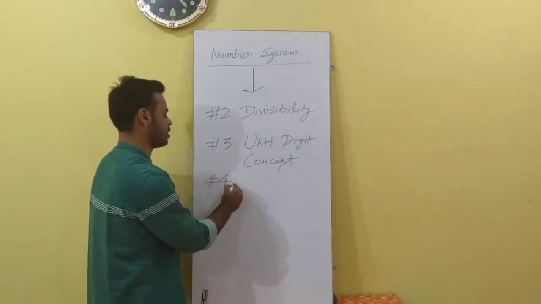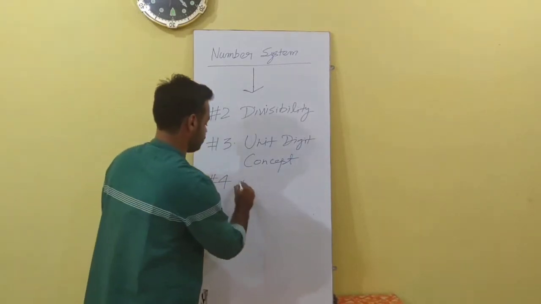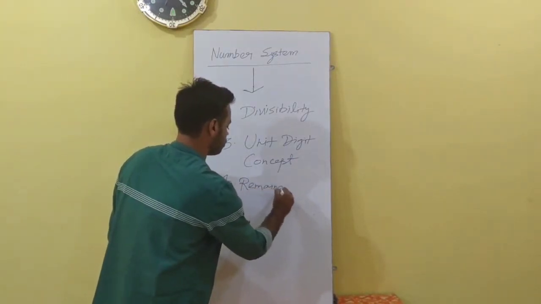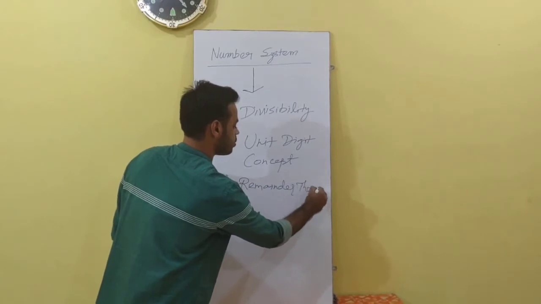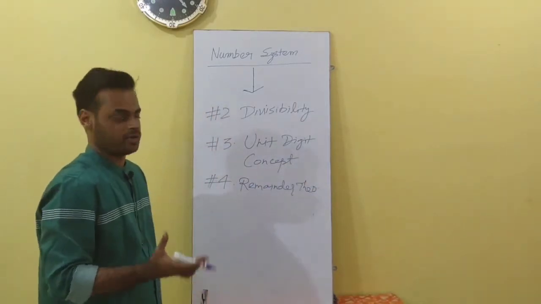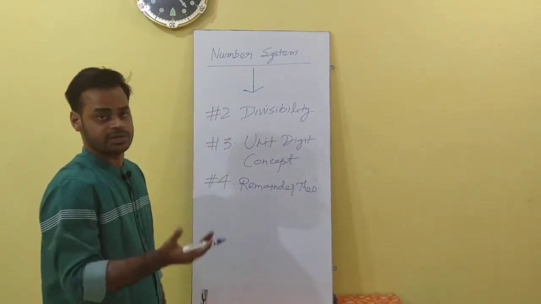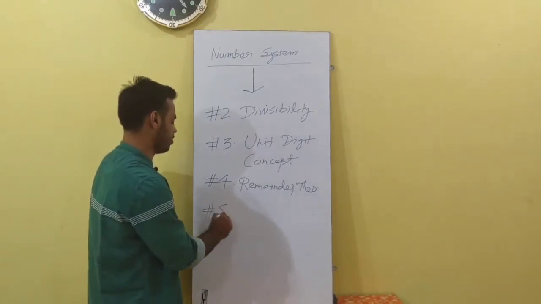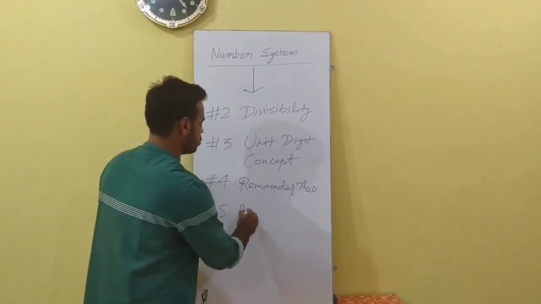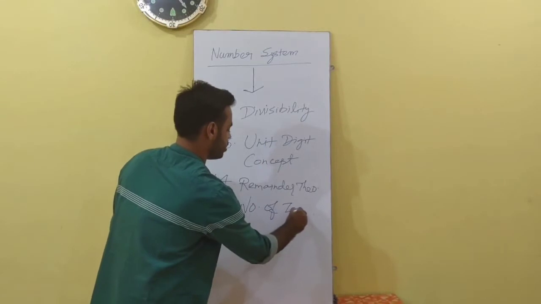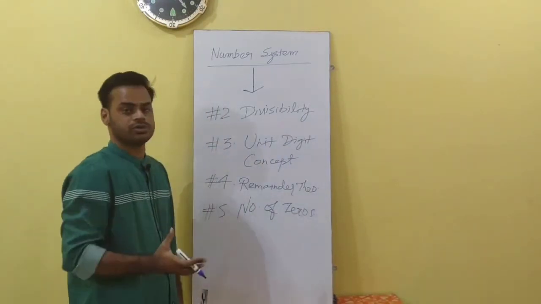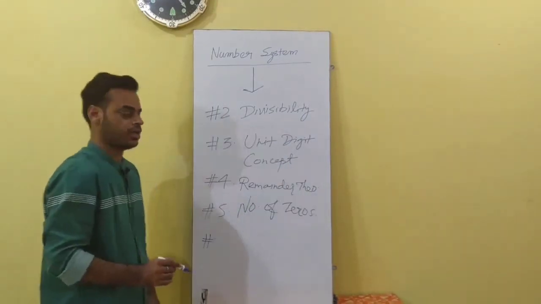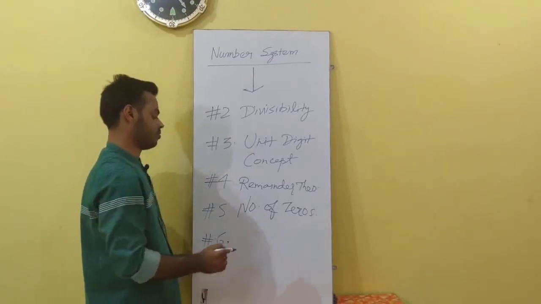The fourth topic is the remainder theorem, okay? This includes various principles of finding the remainder of the given numbers after divisibility, okay? Then the fifth topic includes number of zeros. Here, students, we have to find the number of zeros of a given expression, okay? The sixth topic, students, is factorization.